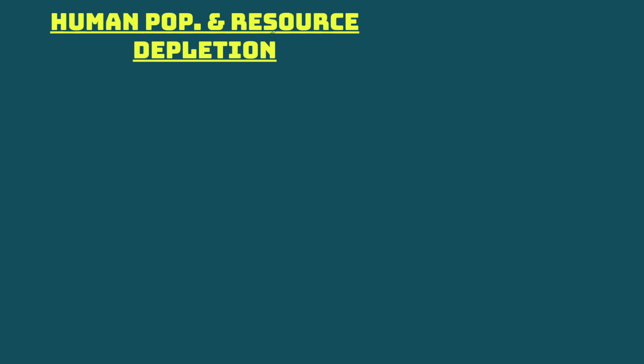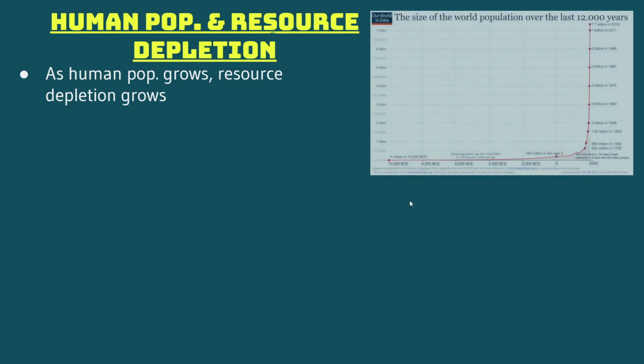Finally, we have human population growth and resource depletion. As the human population grows, we experience resource depletion because more people demand more resources. We can see here a human population has just absolutely exploded in the past couple hundred years. It is a really, really extreme example of exponential growth.